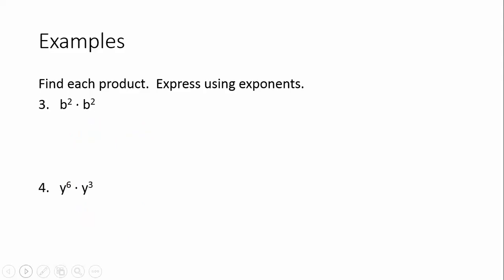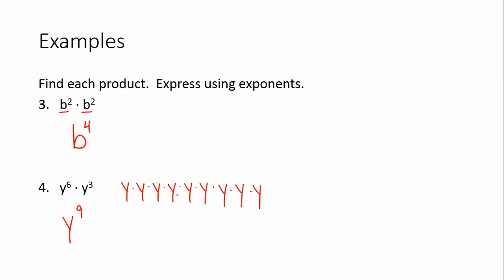We can also use this property with variables. Because the base is still the same, b and b, we simply add the exponents, b to the 4th. Number 4, we get y to the 9th. And again, remember why this works. What is y to the 6th? Well, that's 6 y's being multiplied together times 3 more y's being multiplied together. So if you add all those up, we get y to the 9th.